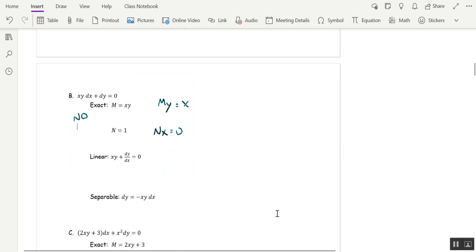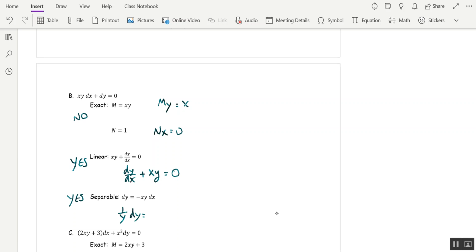Is it linear? Yes, but the instructions are to write it in the standard format from our section on linear differential equations. So dy dx plus p of x times y, so that's x times y equals q of x, 0. So this is a yes. Is it separable? I would say definitely yes. I moved the dx term over, and now I can divide both sides by y. 1 over y dy is negative x dx.